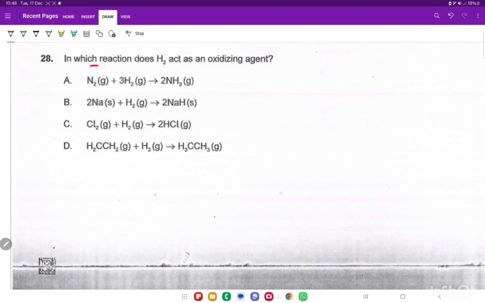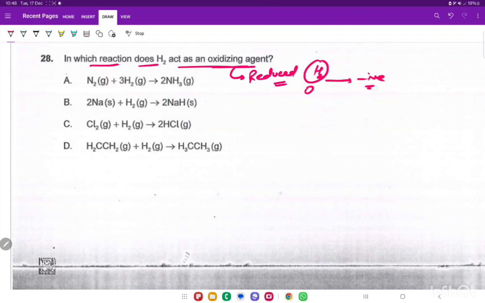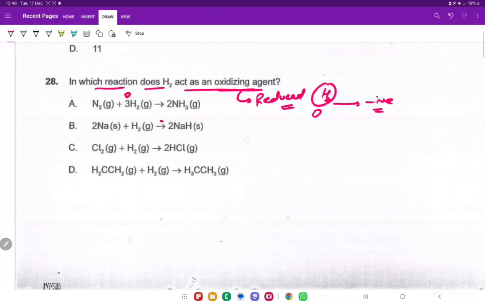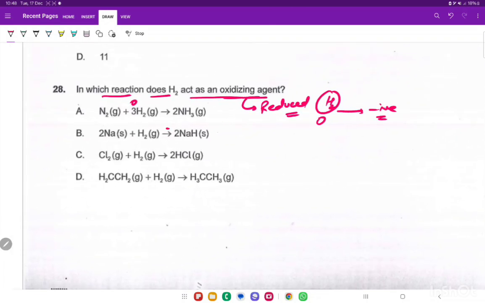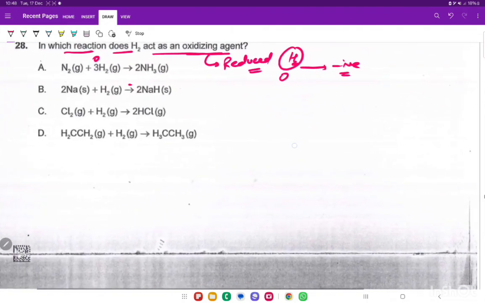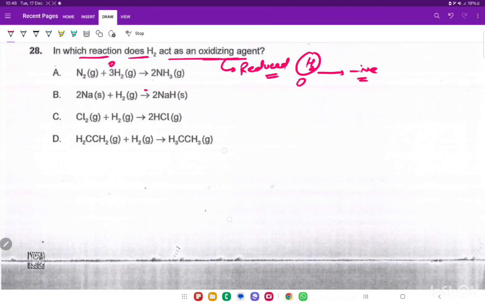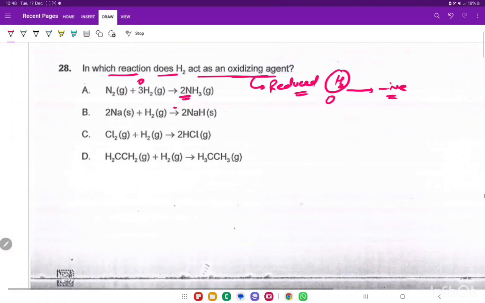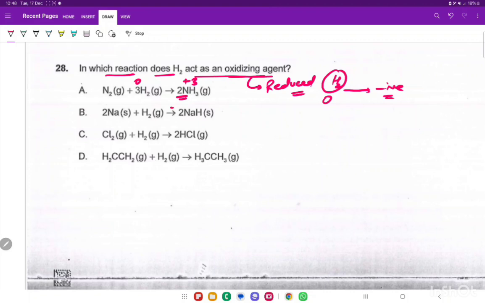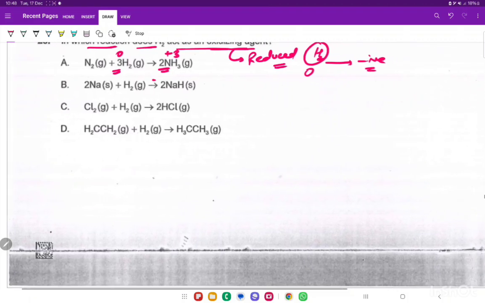Question 28. In which reaction does hydrogen act as an oxidizing agent? Oxidizing agents are those which themselves get reduced. And for hydrogen, reduction means its oxidation state goes from 0 to negative. Okay, I will search for this reduction of hydrogen. N2, here the oxidation state of nitrogen is 0 and it is converting to ammonia, NH3. Oxidation state of nitrogen here will be minus 3, hydrogen will be plus 3. From 0 to plus 3 it is oxidation. Here hydrogen is oxidized, not reduced.